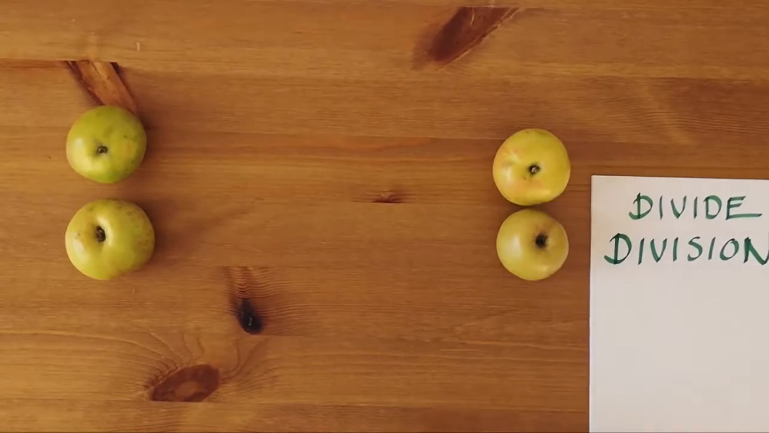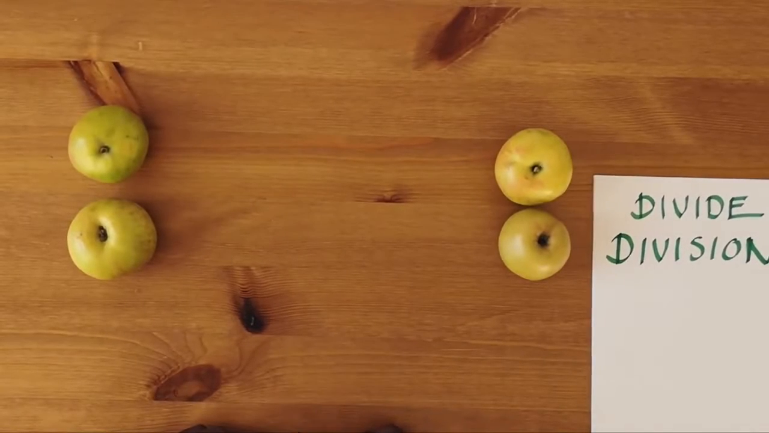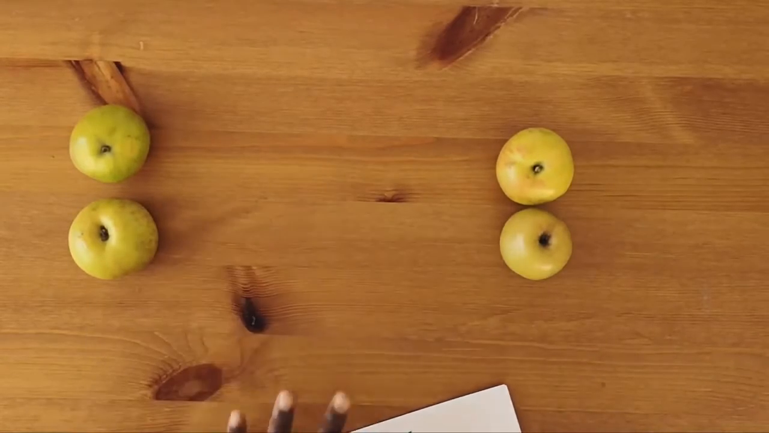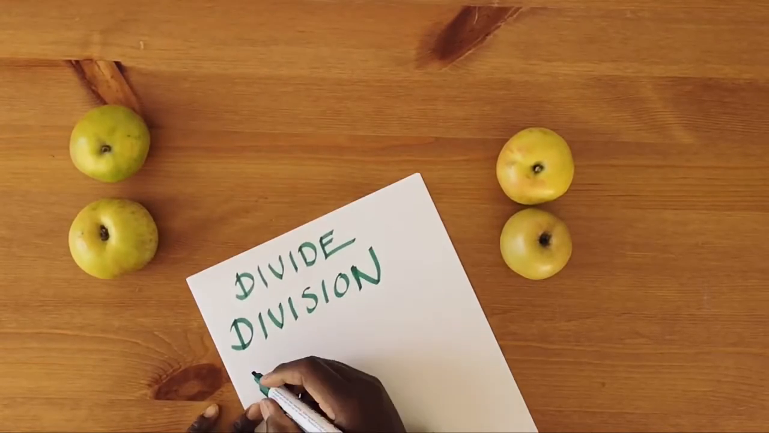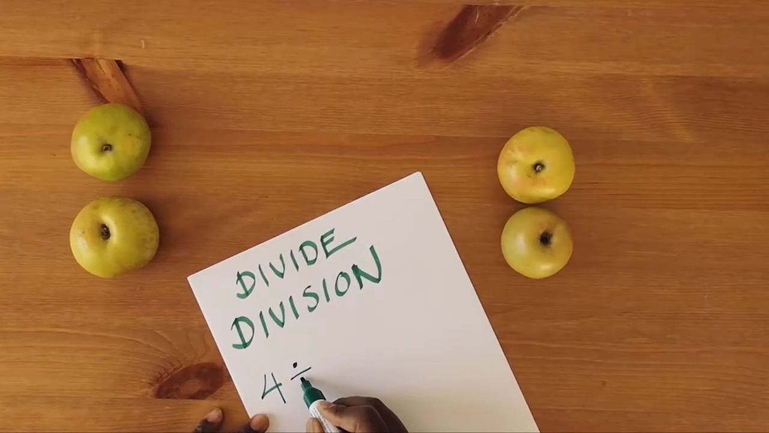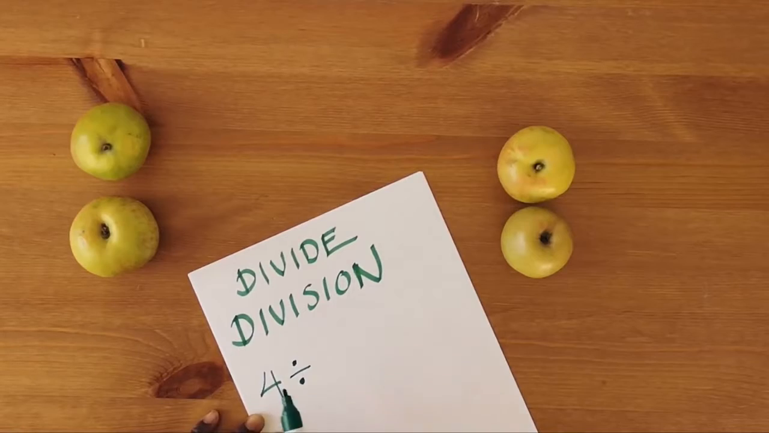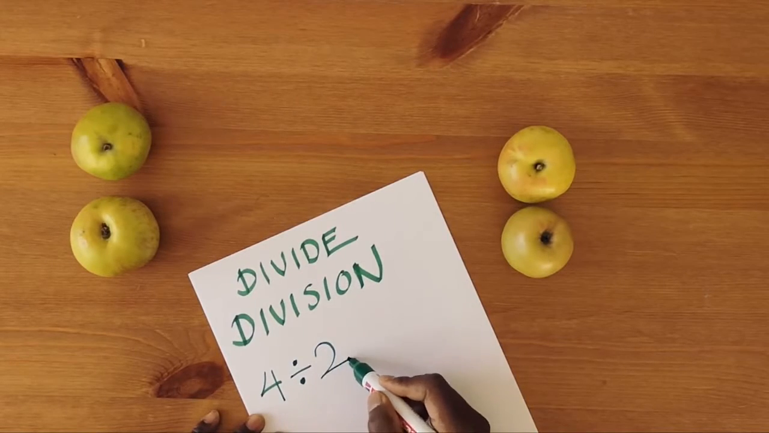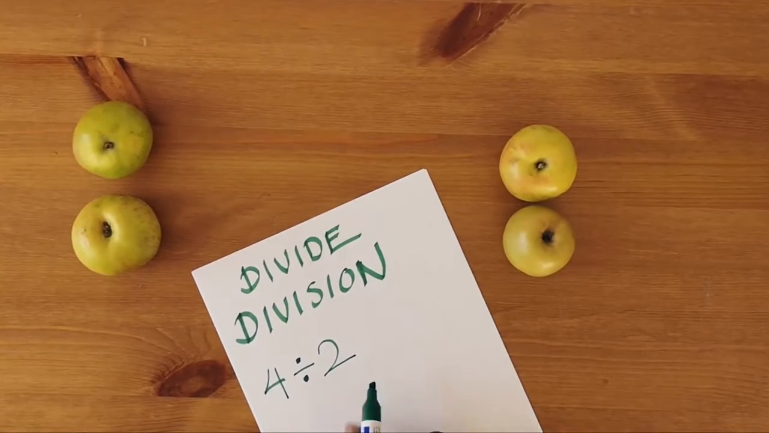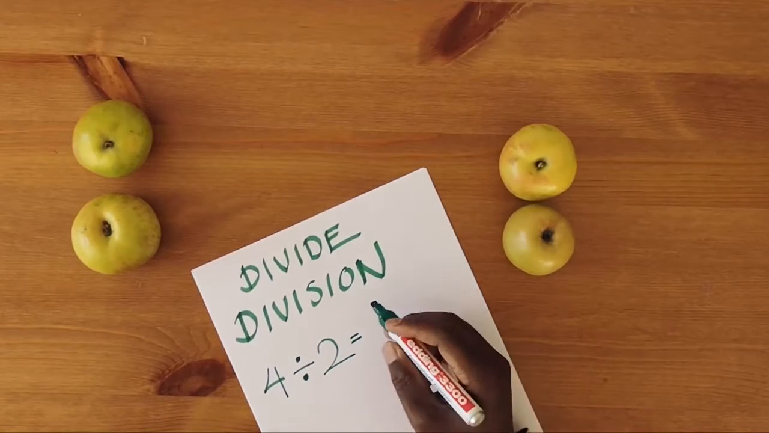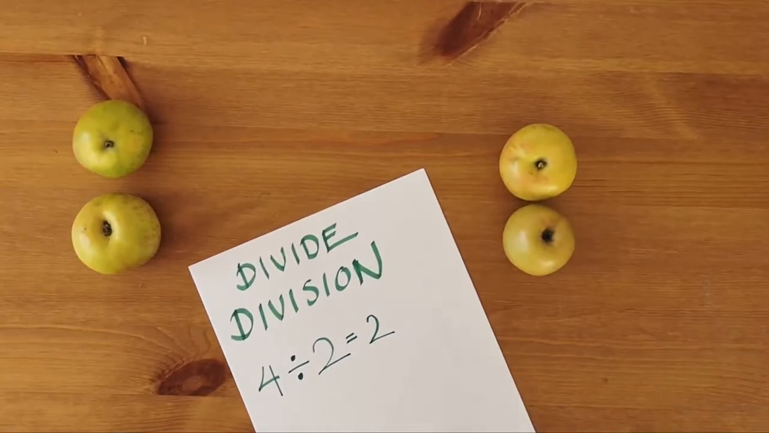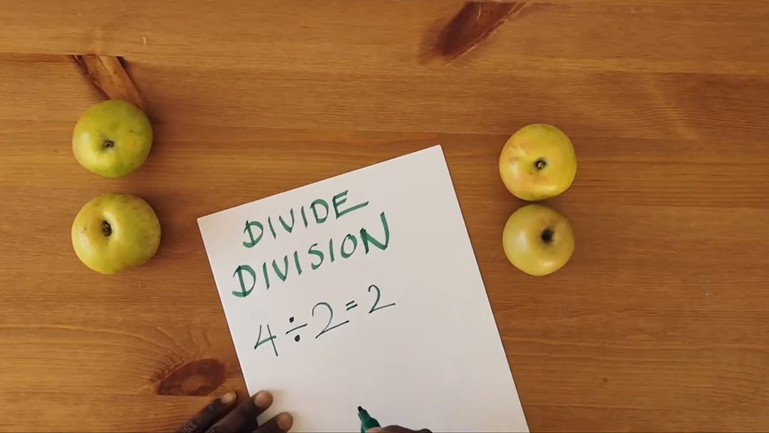Now, let's see how to write that down mathematically. So, I got 4 apples, and I want to divide them into 2 groups. So 4 divided by 2 equals 2. So, what I've done here is created 2 groups. 1, 2 in each group.